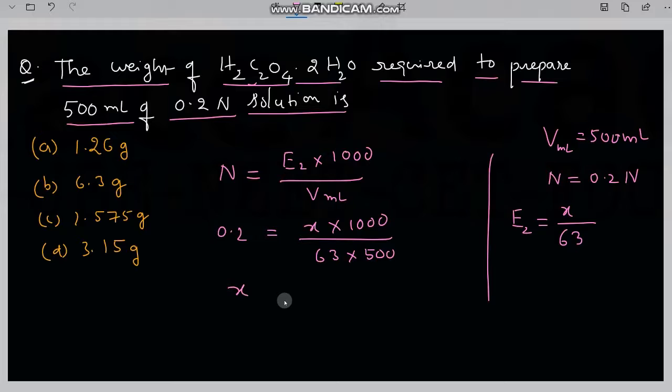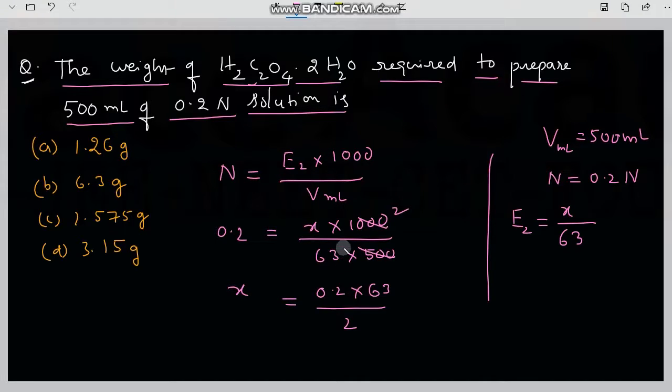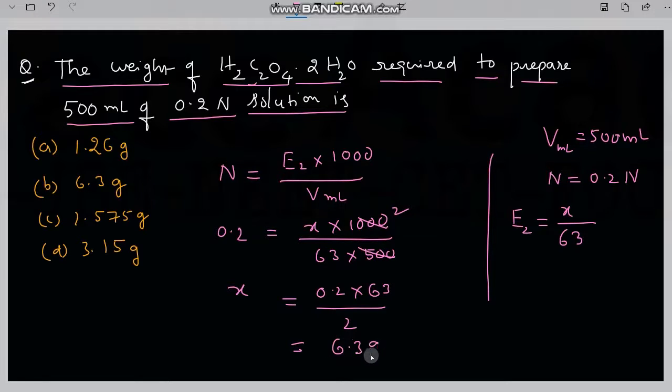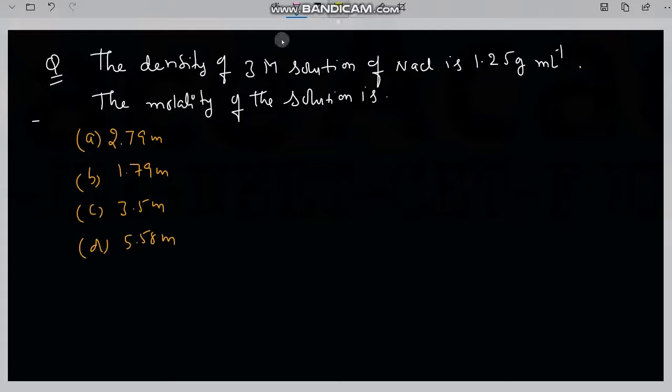Now we want to find X. So X is equal to, upon cancellation, 0.2 into 63 by 2. So I got the answer 6.3 grams. So that is the answer. See this next question.